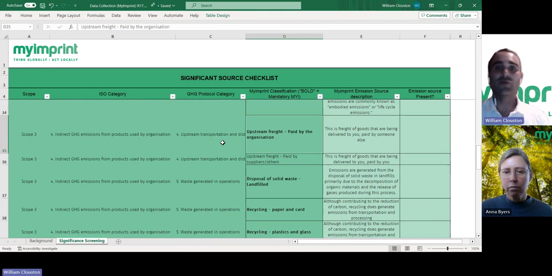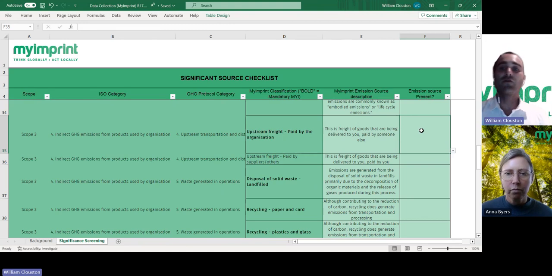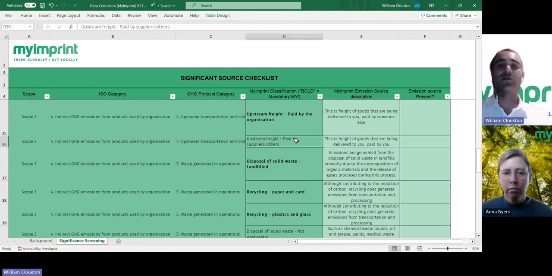Freight, so you'll see upstream freight, and further on down you'll see downstream freight. And upstream freight is freight coming into your business, and downstream is going to your customers. So just mark yes or no whether you have freight paid by your organization, and the same thing whether it's paid by someone else. So that's if you get a delivery for free.